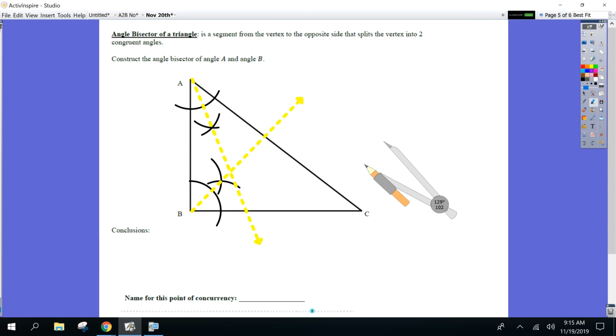Just because of time constraints and messiness, I'm not going to have you do the third angle bisector, but predictions if I did. They would all intersect at the same point, right? So my conclusion here, what did you just construct again? What were these called? So in a triangle, all three angle bisectors are concurrent.